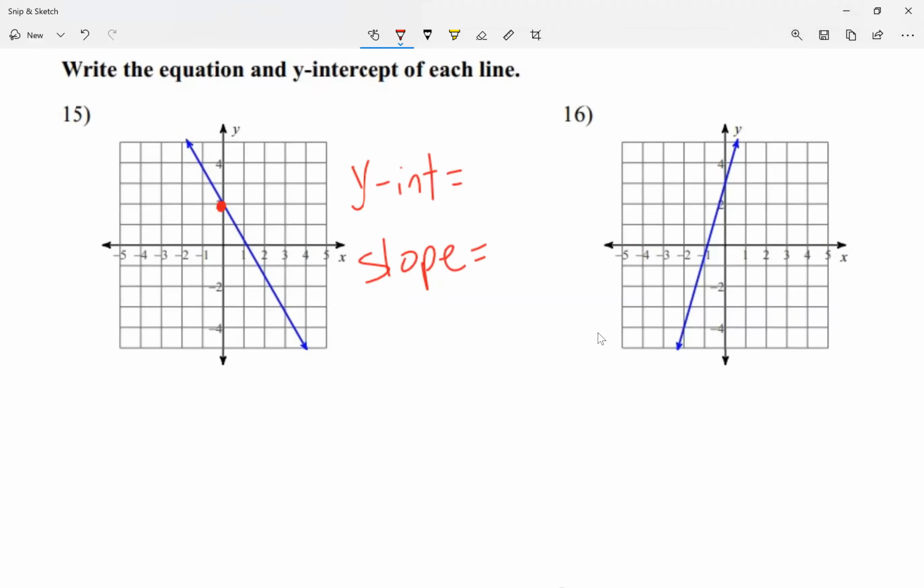Okay, where do I cross it? What's the value of y when I cross it? In this case, +2. So my y-intercept is +2. Now for my slope, I need 2 points. I already have one. Let me get another one. I'm going to use this point. For my slope, I need it as a fraction.